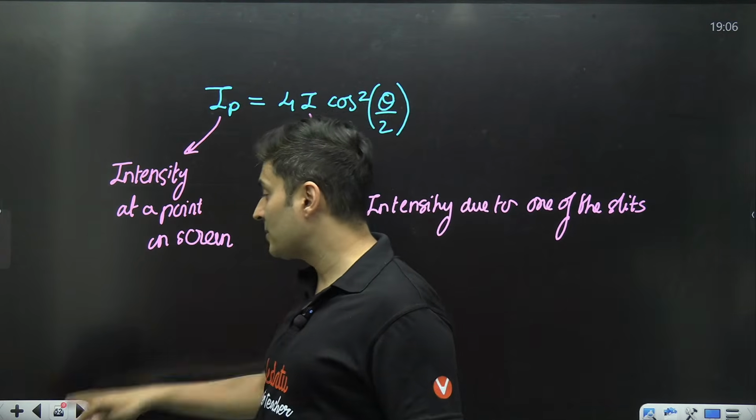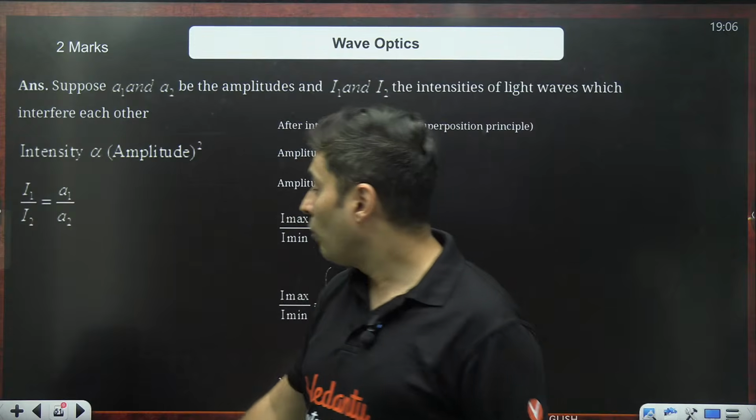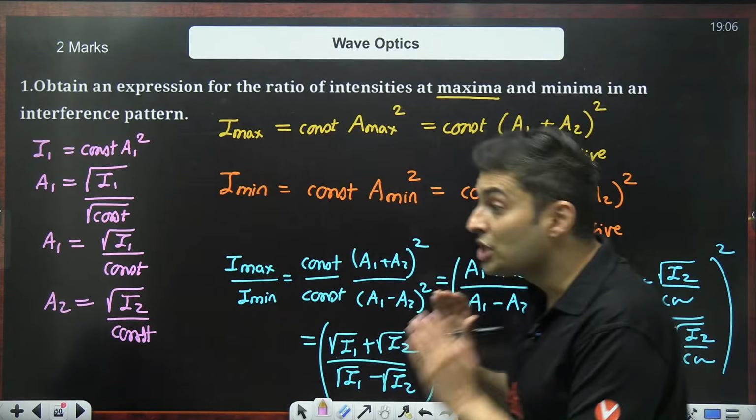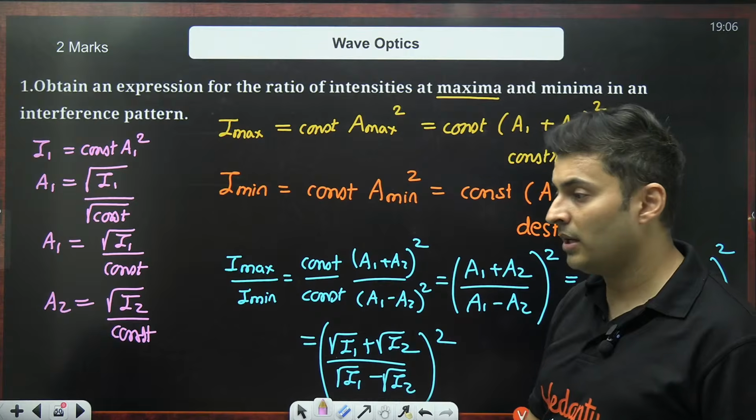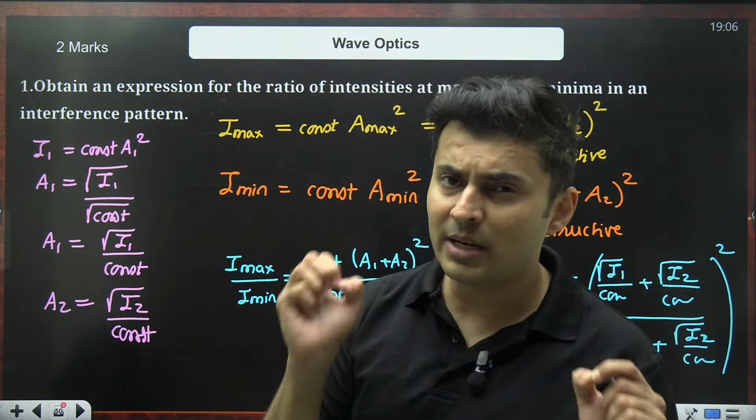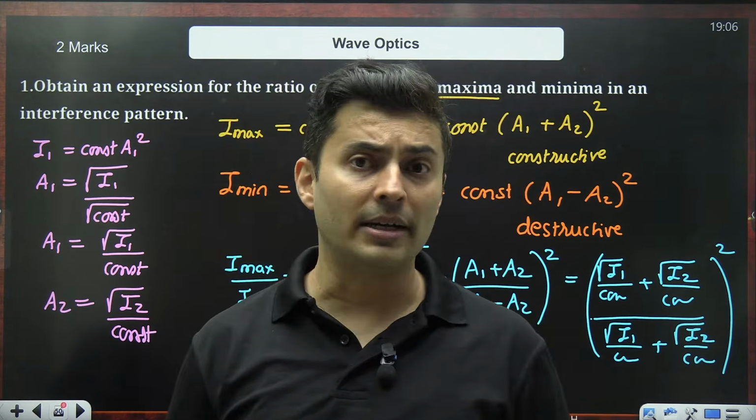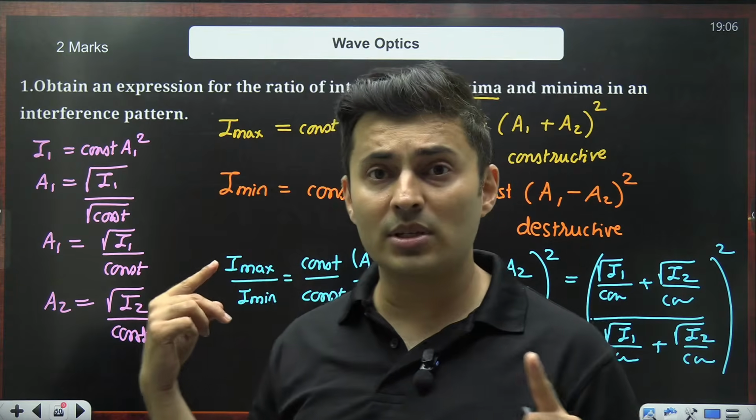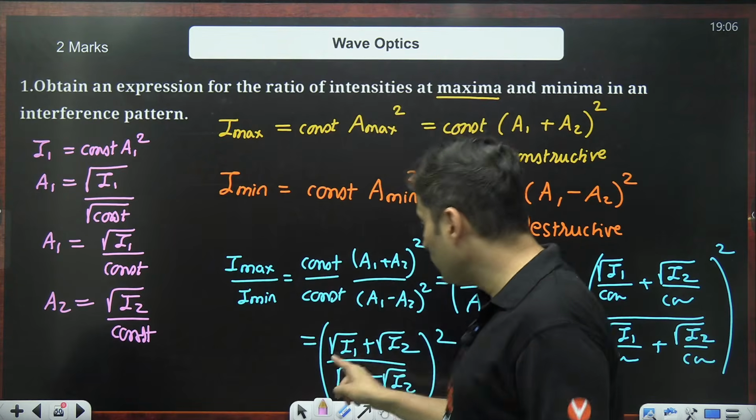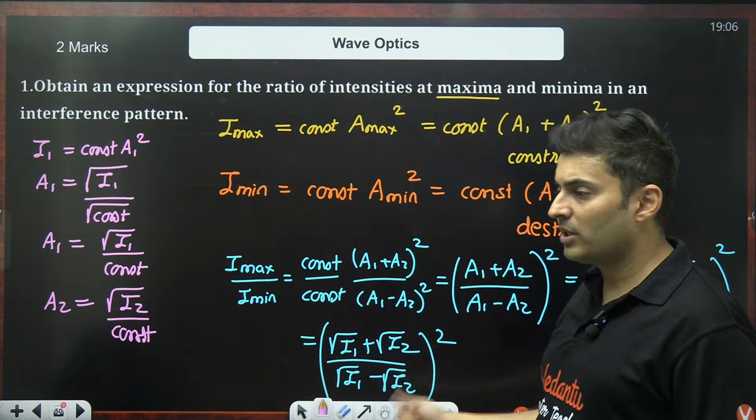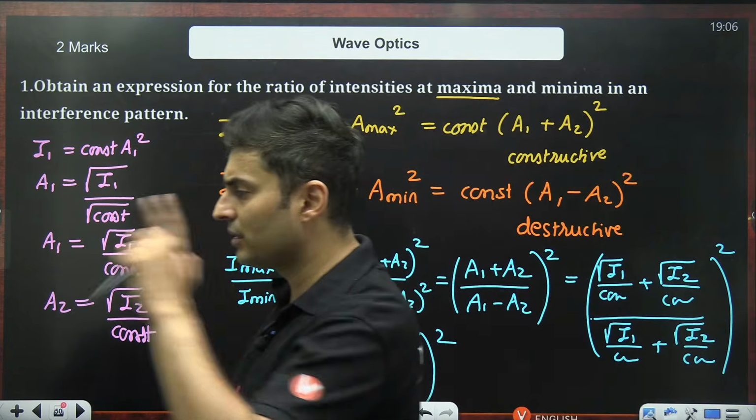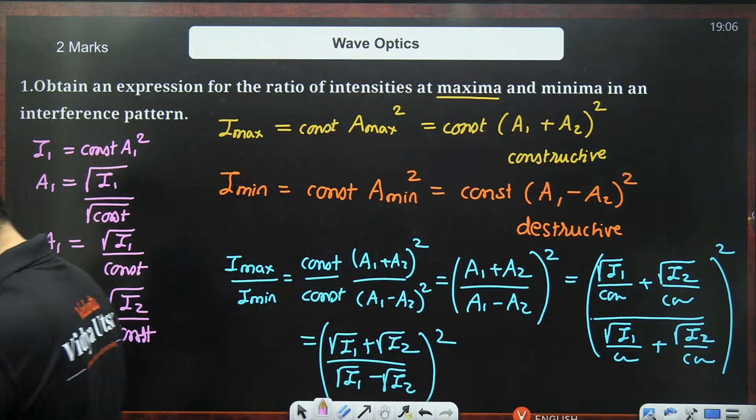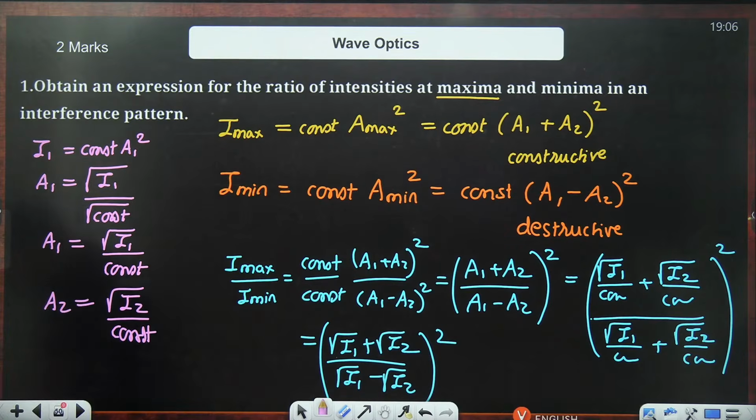So this is a very special formula, but what I showed you over here is a generic formula which is more applicable, because sometimes one slit might be more intense than the other slit. In that case, you cannot use that special formula. You are bound to use this formula: root I1 plus root I2 upon root I1 minus root I2, whole square. All right. Perfect. Okay.